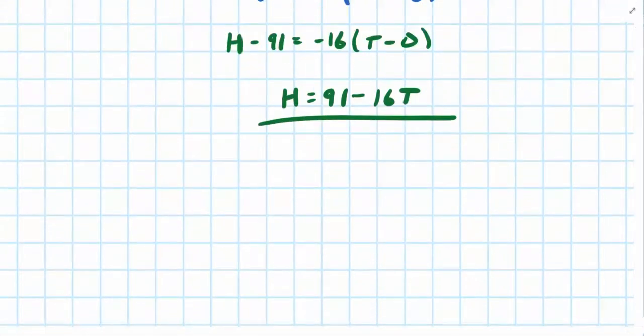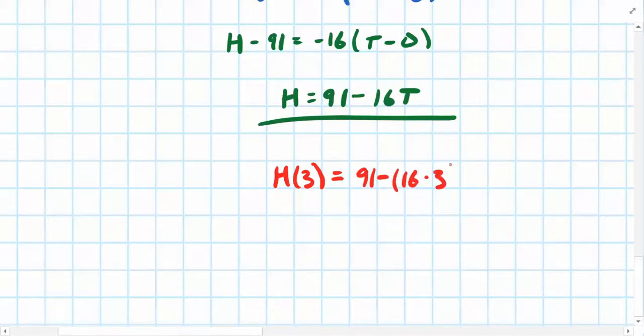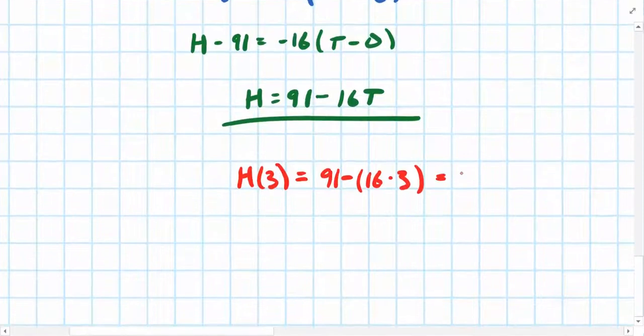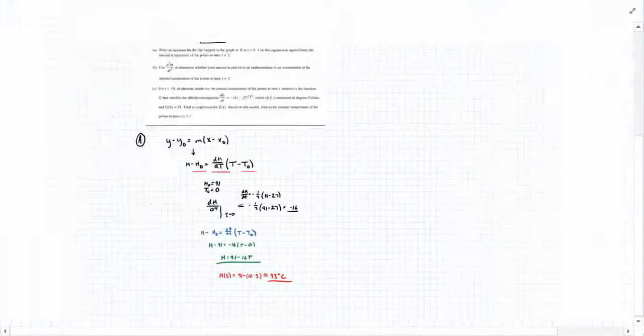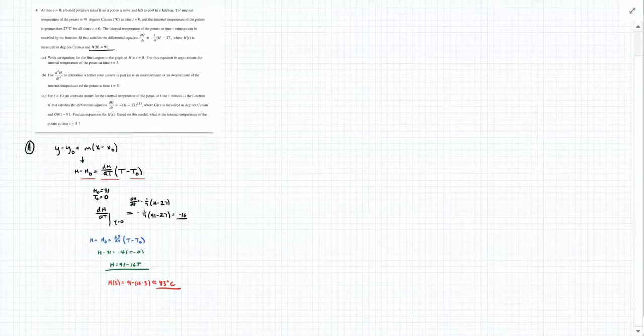And if we'd like to approximate h of 3, we plug in 3 for t. So 91 minus 16 times 3, and this yields approximately 43 degrees Celsius. So at time t equals 3, based on the local linearity at the point 0, 91, we can approximate that at time t equals 3, the potato will be 43 degrees Celsius. Now we have to determine if our answer is an underestimate or an overestimate using the second derivative.